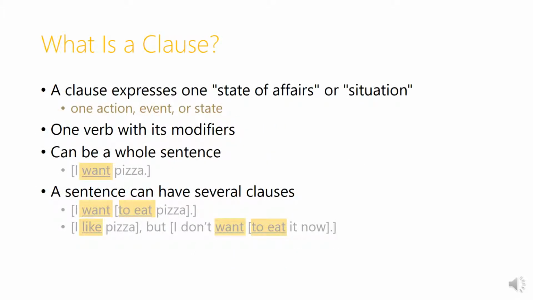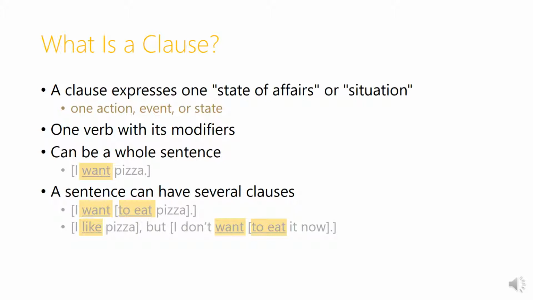What is a clause? A clause expresses one state of affairs or situation, one action, event, or state. And so a clause is one verb with its modifiers, one verb with all of the other words that tell us more about that verb's action or event or state. A clause can be a whole sentence all on its own. So, I want pizza. There's one verb there, and the words I and pizza both tell us more about that wanting. So that's one clause.